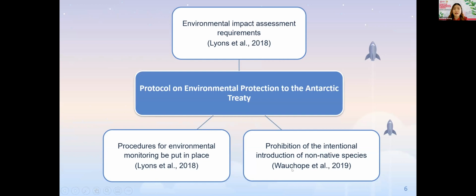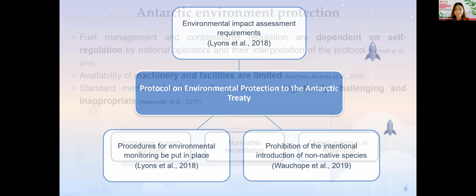A few annexes are worth taking note of for the purpose of my research: all human activities in Antarctica after the Madrid Protocol require an environmental impact assessment, and procedures for environmental monitoring must be put in place before they can be conducted in the area. And the most important one is the prohibition of intentional introduction of non-native species in the area.